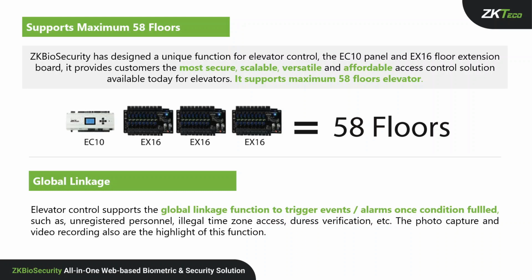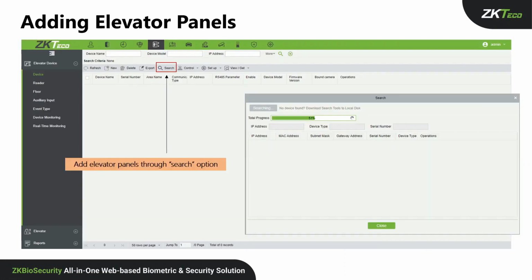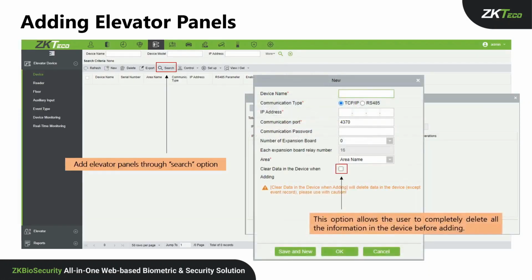In our elevator, there's also global linkage. You can use global linkage as a function to trigger events and alarms once a condition is met, such as unregistered personnel or illegal time zones. So this is what you can set for our global linkage. This is our elevator system working principle. This is the wiring connection between the elevator system, the buttons with the readers, and the software also.